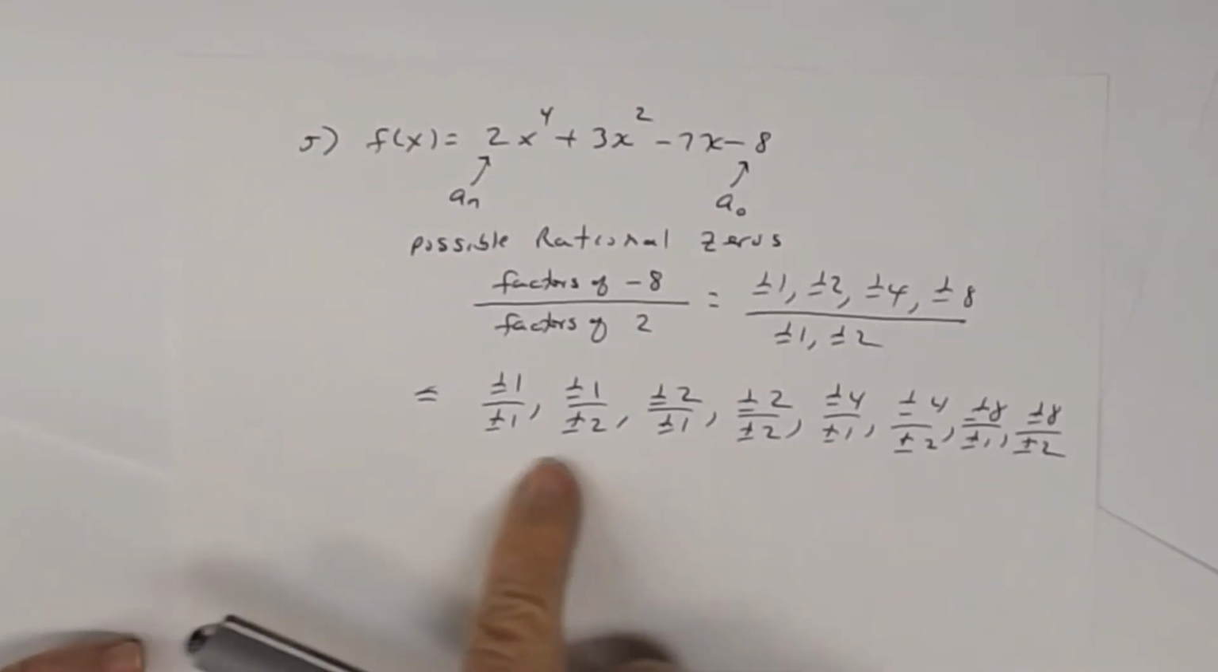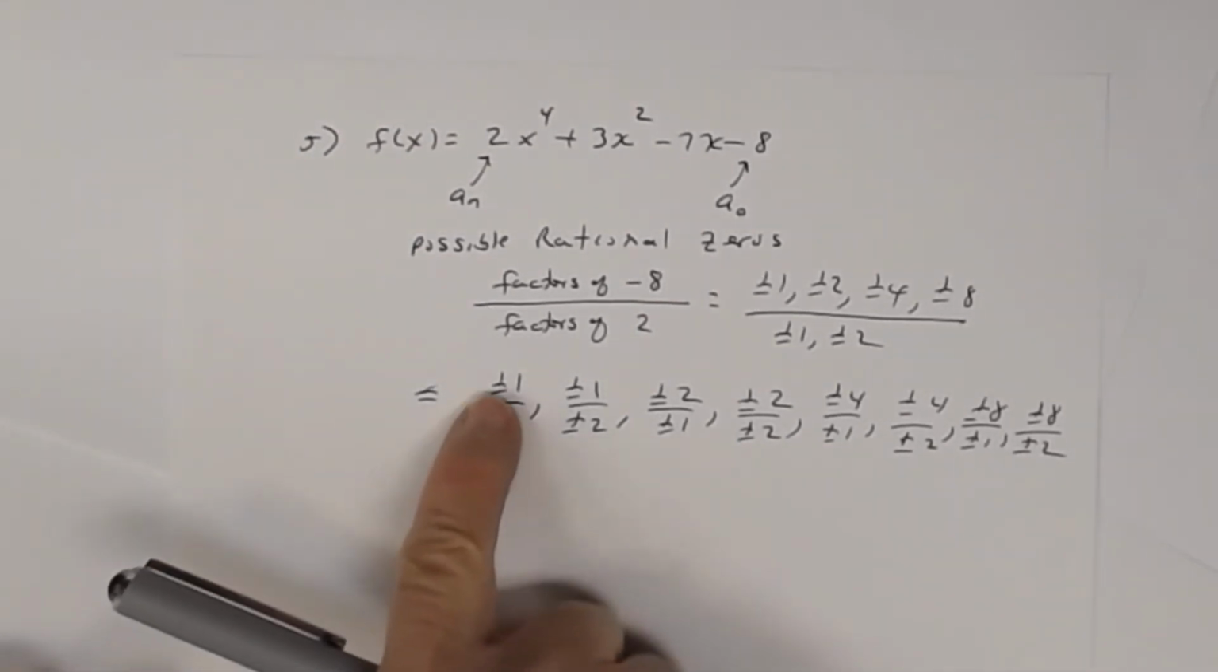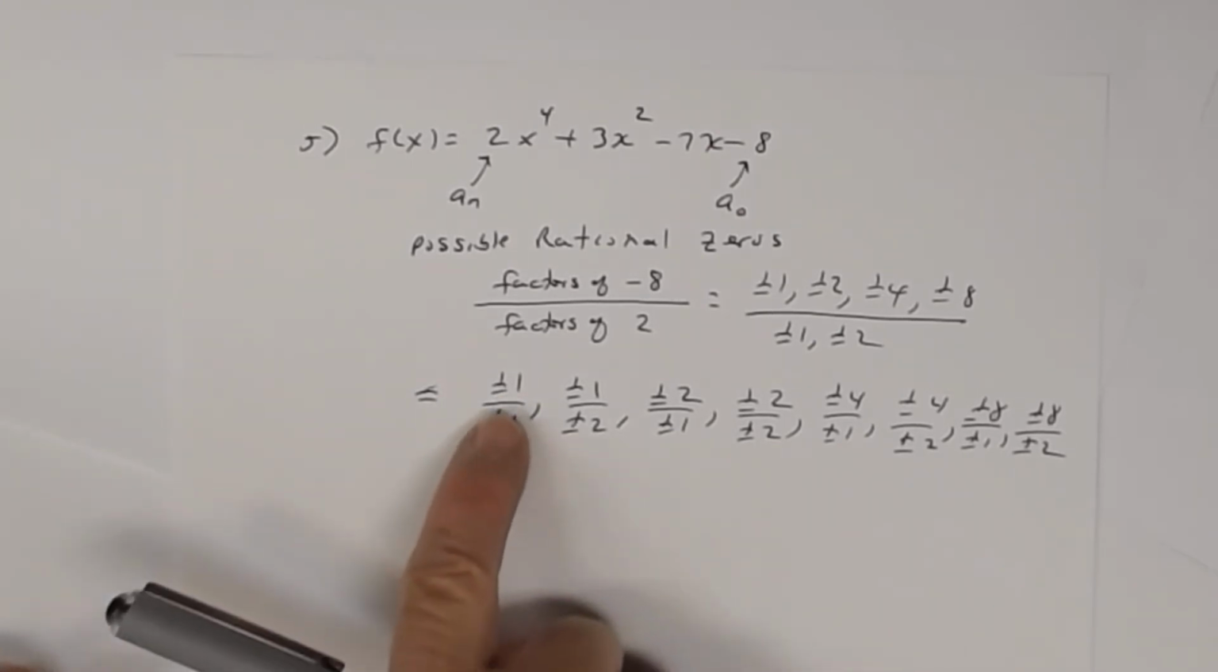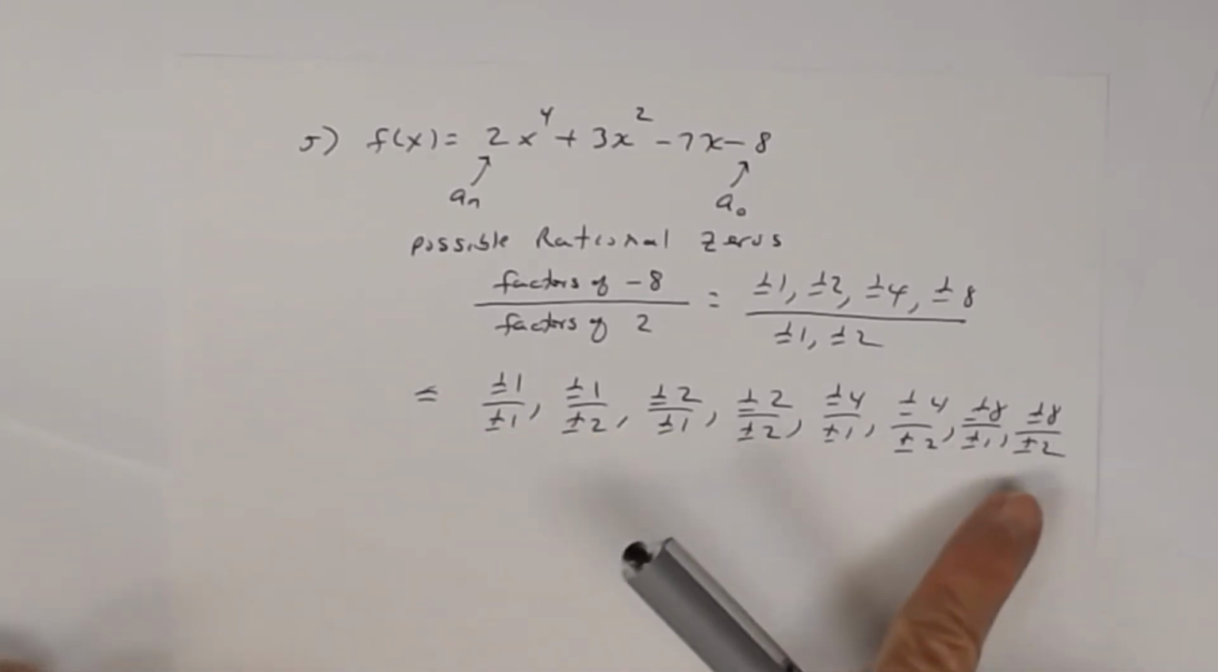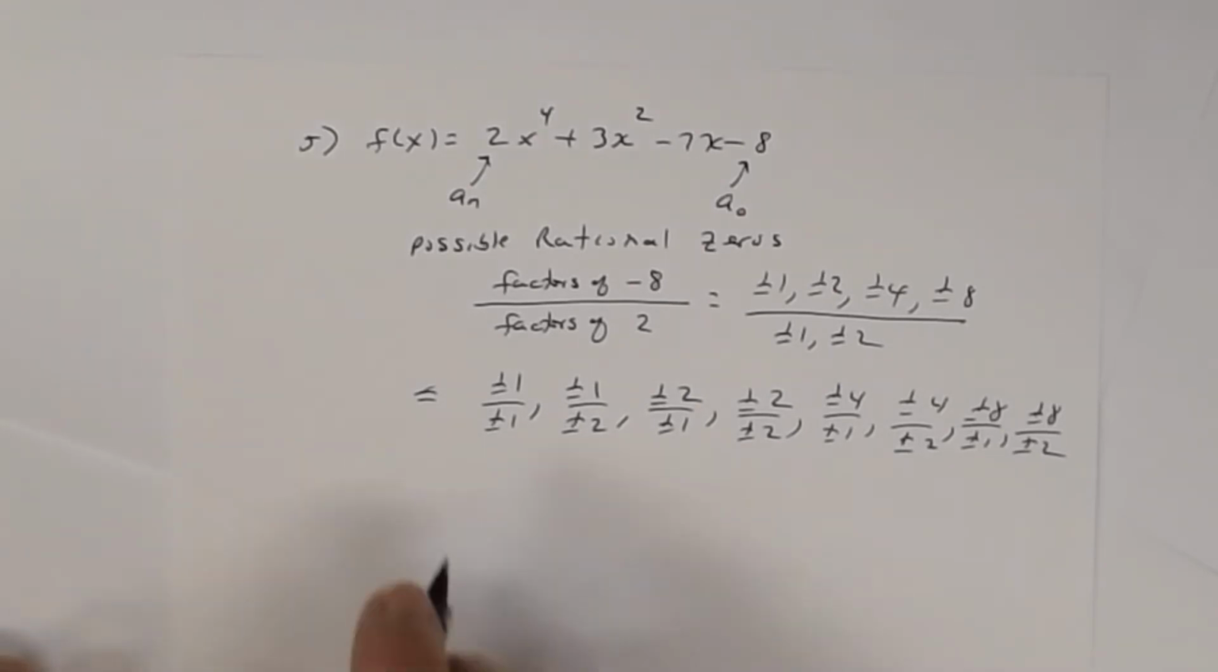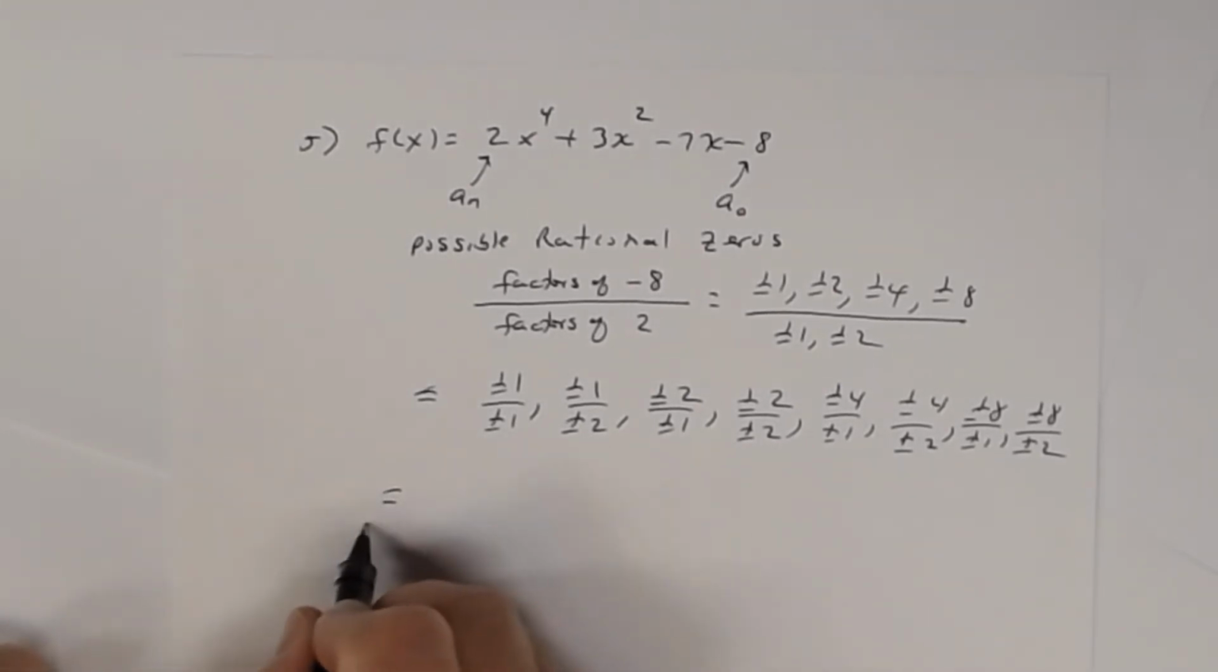Now remember, that's not the answer, right? Because you don't want to say plus or minus divided by plus or minus. You want to make sure you reduce each of these. And some of those repeat. So your answer will be this.